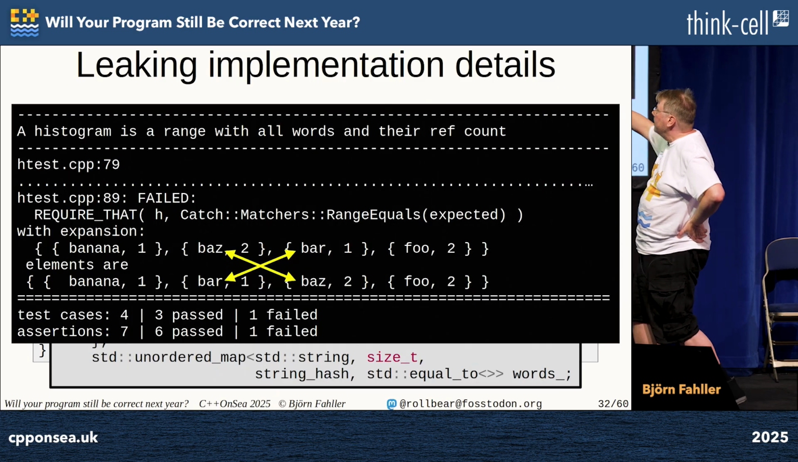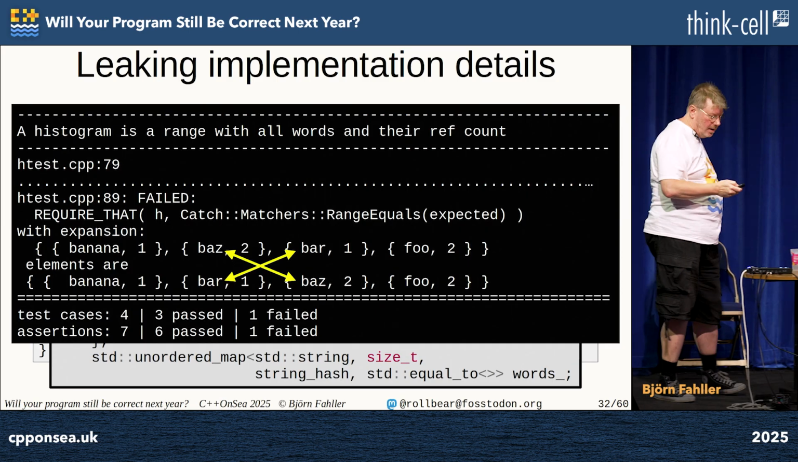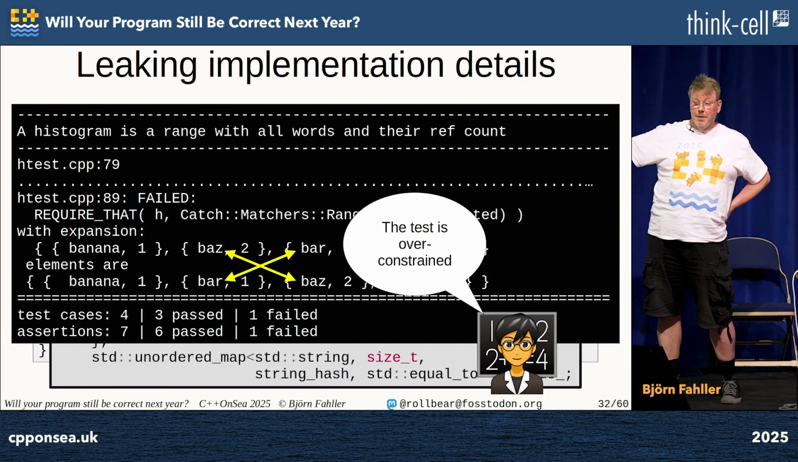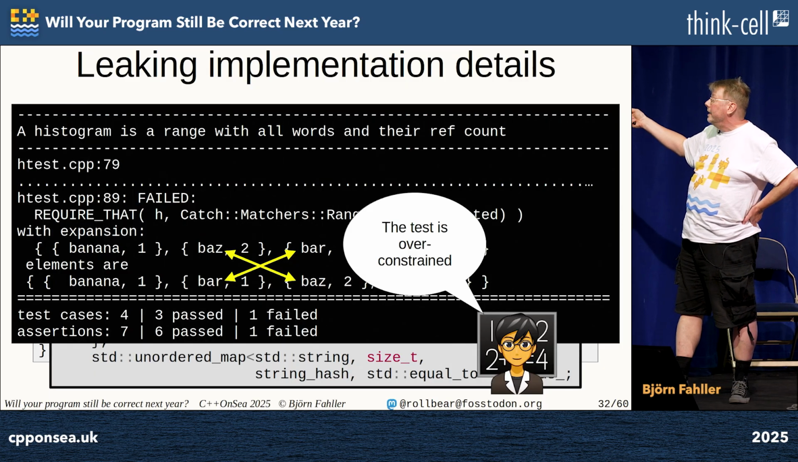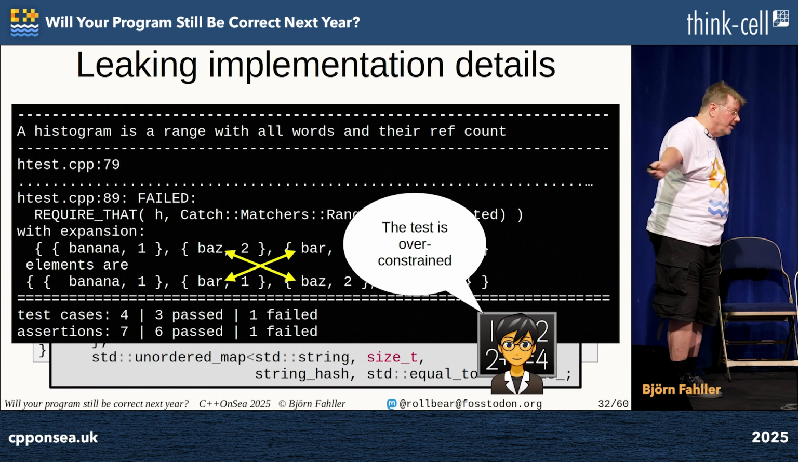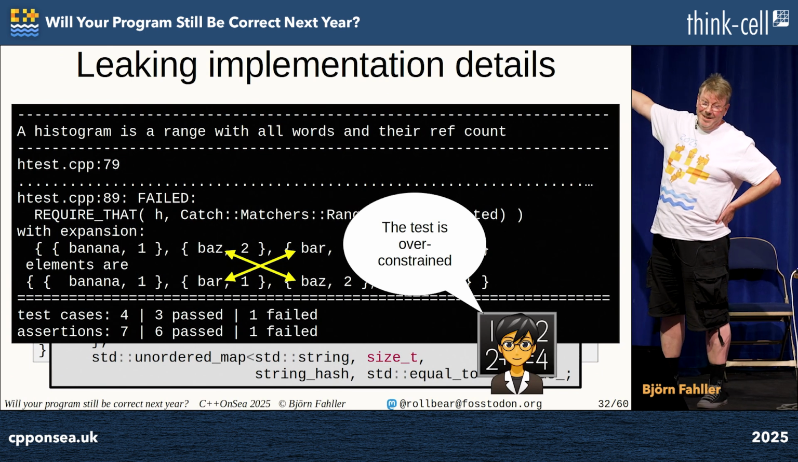I mean, I have all the right things, but the order changed. Okay? Well, the test is over-constrained. We have never said anything about the order of the elements. Do not go and change the expectation to be this order. Don't.